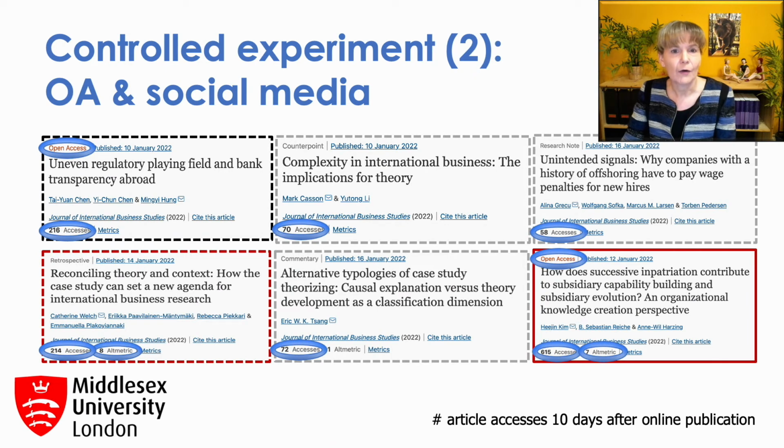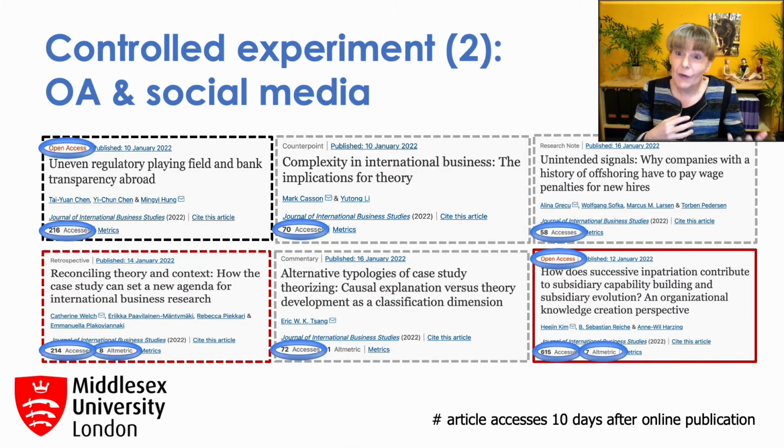Now, there are 3 other articles, all with a light grey border, that are neither available in open access nor do they have a significant altmetric score. And they all have access scores that are only about a third of the other 2 articles. And then finally there's the last article, which is my own article, which is both available in open access and has a significant altmetric score. And it has an access count of more than 600, so that's 3 times as much as the articles that had either open access or social media sharing, and nearly 10 times as much as those that had neither.